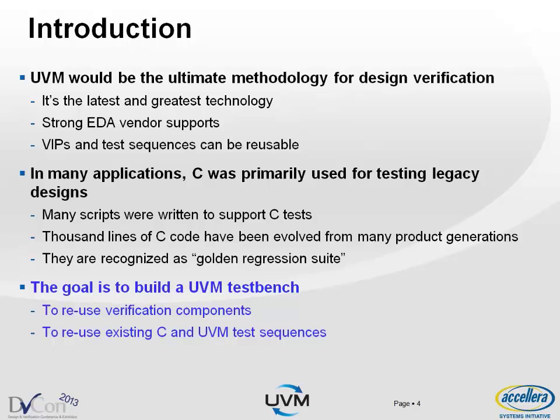But in many test environments, C was primarily used for the testing. In our application, we have 1,000 lines of C code, and those C codes evolved from many design generations. There are hundreds of scripts already written to support a C test, to generate the C data object, and we link that into the simulation. And those C codes are recognized as a golden regression suite.